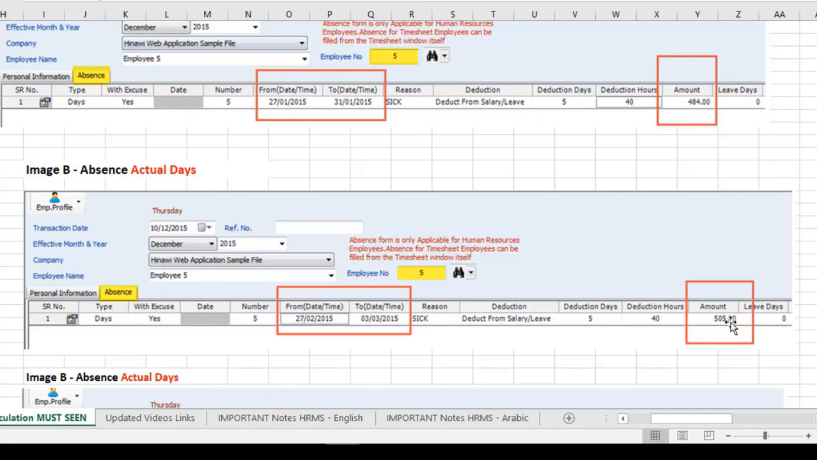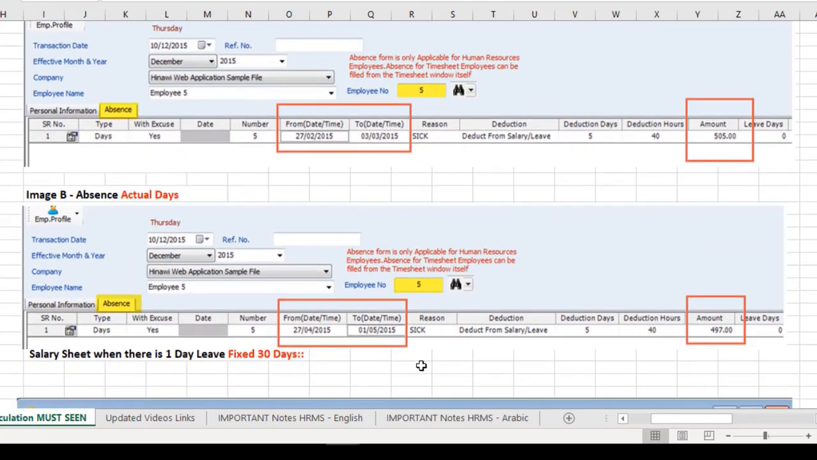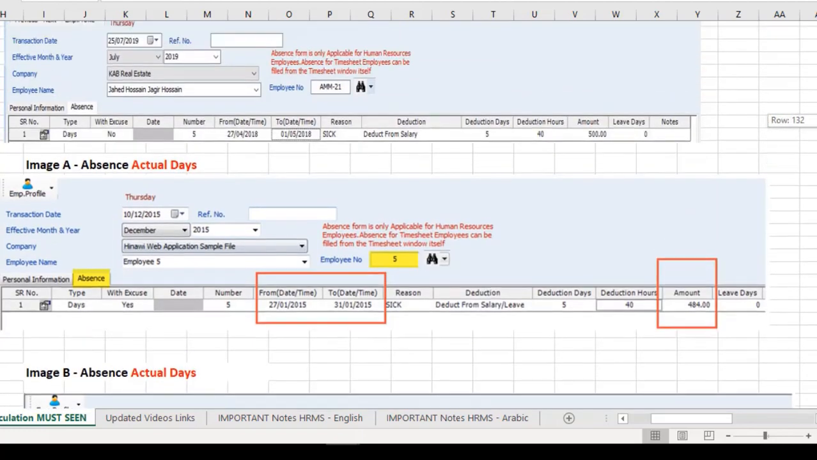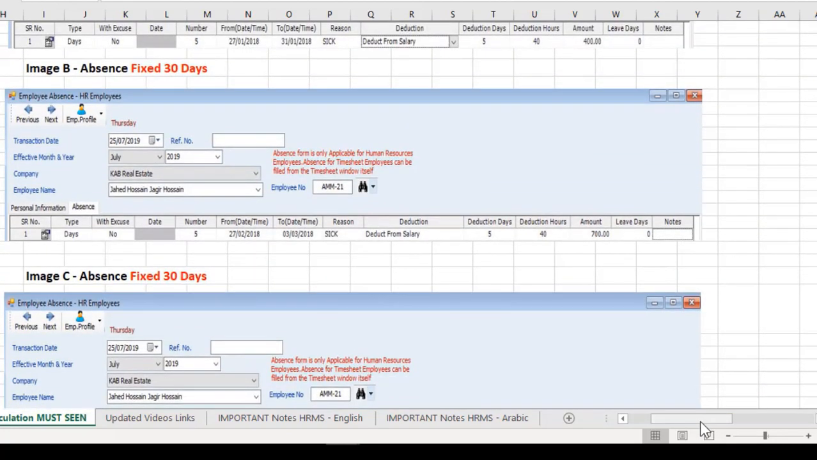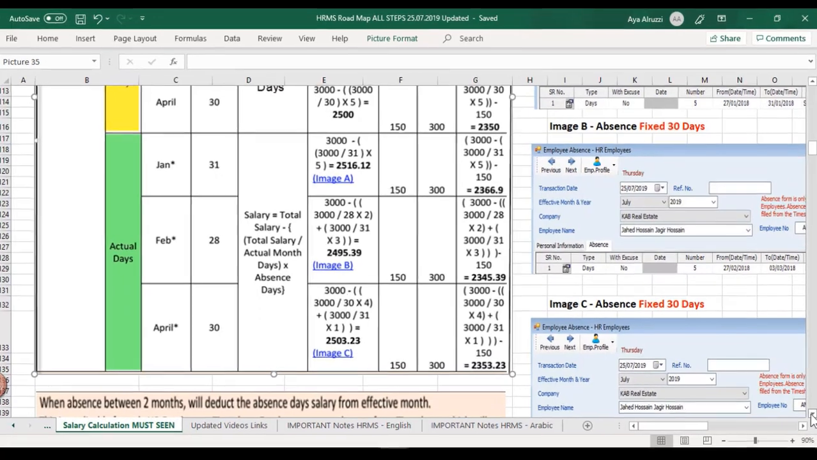All that was because the months were different. So here, notice in January, notice here it's in February. So here, the last image, it's in April. Again, it's different. So it's always different based on the month now, since it's actual month days, not fixed 30 days. So that's how it's calculated. Now let's move further here.